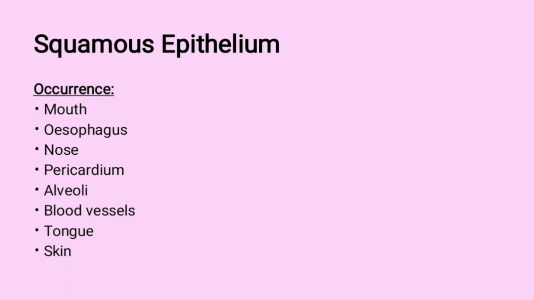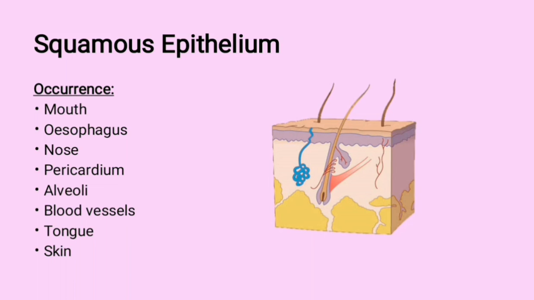You have to keep in mind these two terms, that it is also known as tessellated or pavement epithelium. Now the occurrence, where this squamous epithelium has been found. So it forms the delicate lining of cavities like mouth, esophagus, nose, pericardium, alveoli, etc. So you can say that the lining of all these organs are made up of squamous epithelium tissue, which is the simplest kind of epithelium tissue. It is also present in the blood vessels and covering of the tongue and skin.